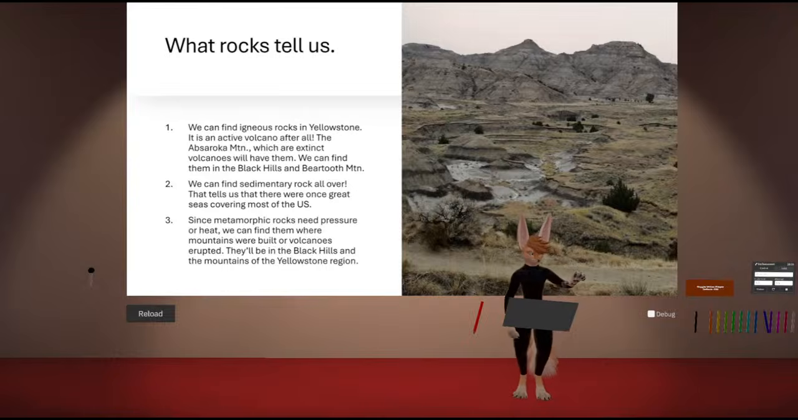We can find sedimentary rocks all over, and they tell us there were once great seas covering most of the United States. And metamorphic rocks need pressure or heat. We can find them where mountains were built or volcanoes erupted. They'll be found in the Black Hills and the mountains of the Yellowstone region.